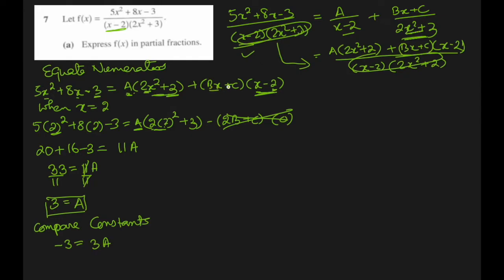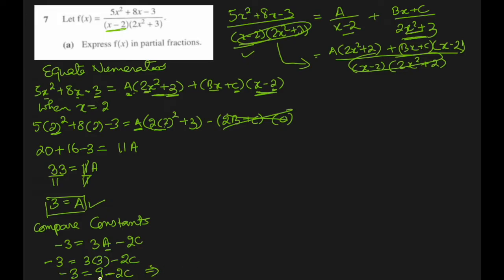Here bx will not give you a constant. c will give you a constant when it multiplies with minus 2, so it will be minus 2c. Since we know the value of a now, we'll substitute here and we'll get c. So minus 3 equal to 3 times 3 minus 2c. Minus 3 is equal to 9 minus 2c.